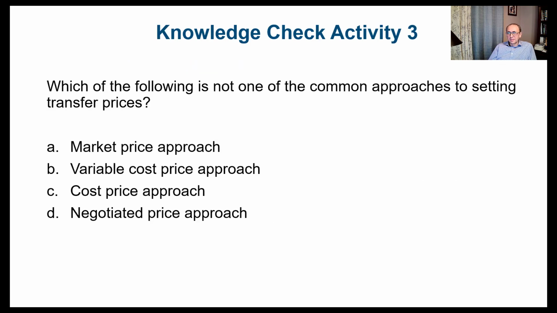All right, so let's do some knowledge check here. Which of the following is not one of the common approaches to setting transfer prices? We talked about the market price approach, we talked about the cost price approach, we talked about the negotiated price approach. But I don't think we talked about something called the variable cost price approach. Why is that? Because it doesn't exist.